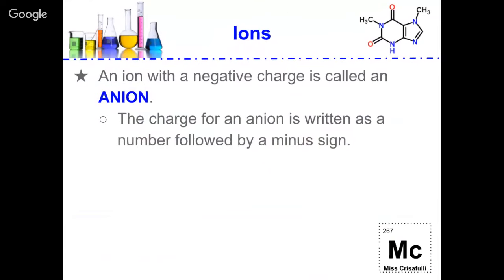So the negative charge ion, like I said, is anion. You have that N in there, it's going to be negative. And again, it's going to be the number followed by a minus sign.